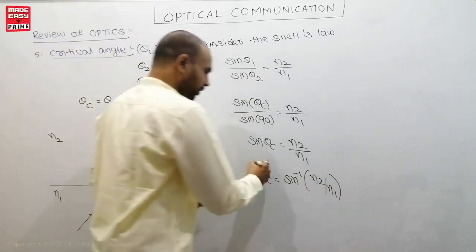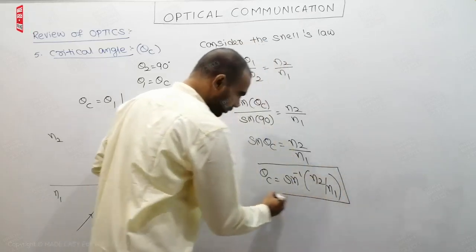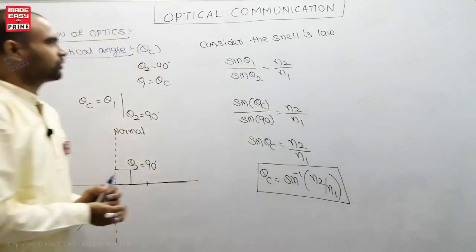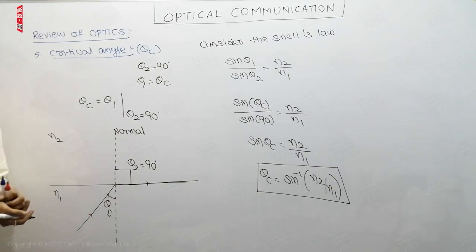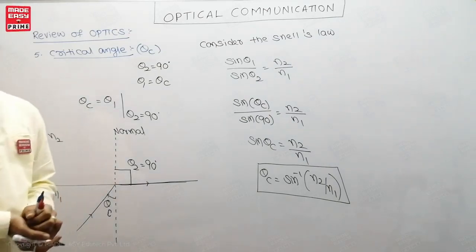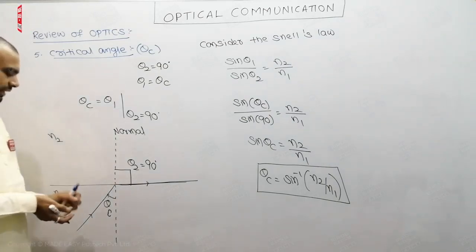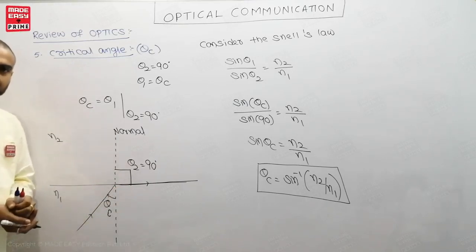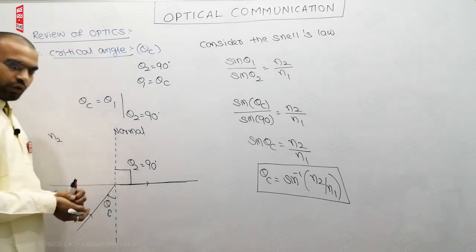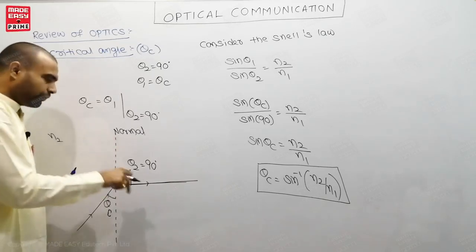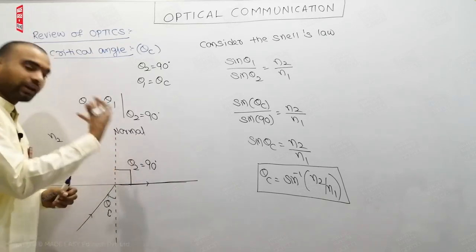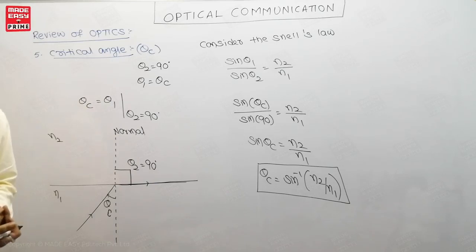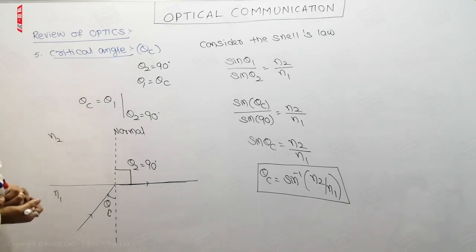This is the theta c value, which is called the critical angle. The critical angle is the minimum angle of the incident ray at the interface or boundary where the light is incident, whose angle of refraction is equal to 90 degrees or greater. That's the definition of the critical angle theta c. Please copy this one, all of you.